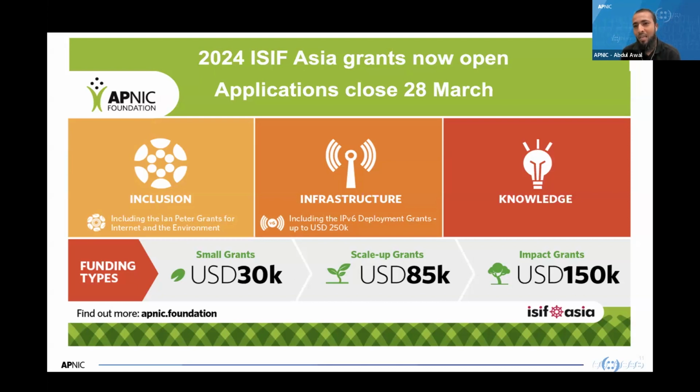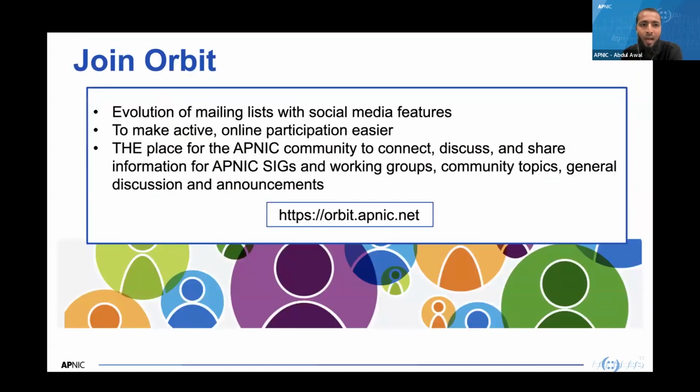If your project is interesting and possible to implement, and can help build the internet for networks that need IPv6 deployment support, you can submit your project, and if it is selected, you can get the grant to accomplish those targets. Orbit is our mailing list portal, so just take a look at orbit.apnic.net if you want to stay connected and subscribe to the mailing list.